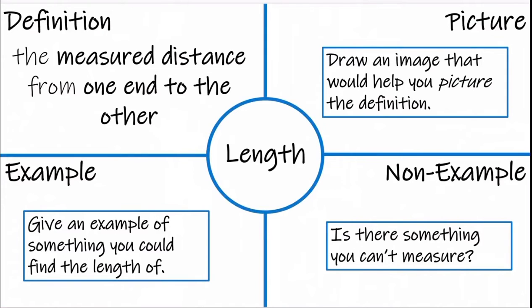Okay. So we're going to be doing the Frayer model on length. We have the definition. I've read the definition. I want you to draw a picture that could represent the definition. What does length kind of mean to you? When you think about length, what are you picturing in your mind? And then I want you to give an example of something that you could find the length of. And really, we can find the length of anything. The one that's going to be harder is something that you can't measure. That's kind of hard, right? Because you've got to be creative and see if there's something that you can't measure.